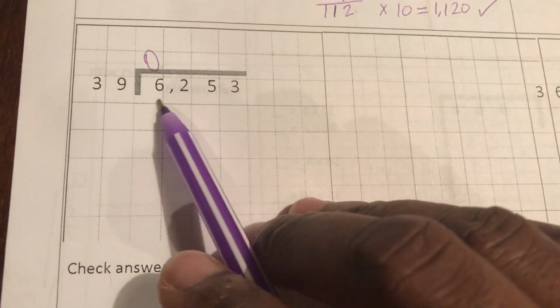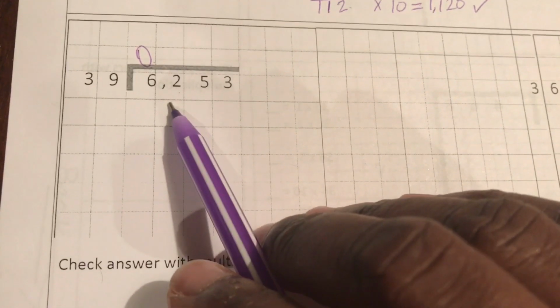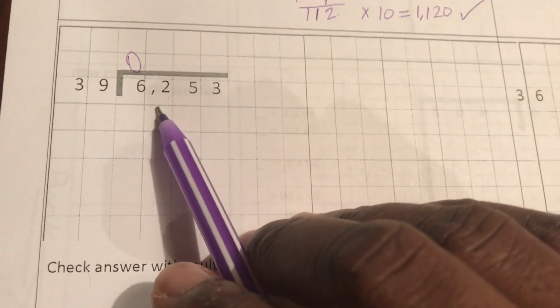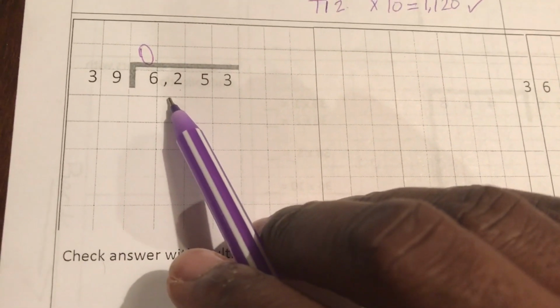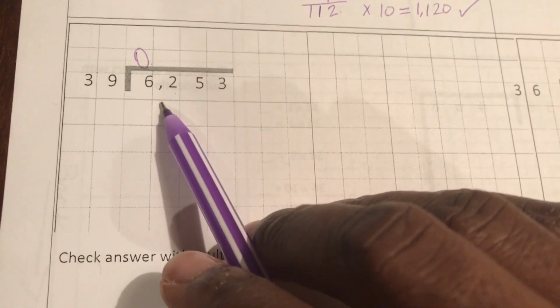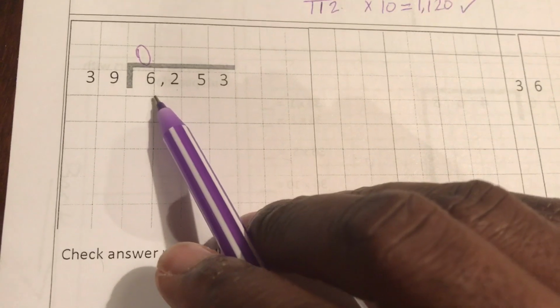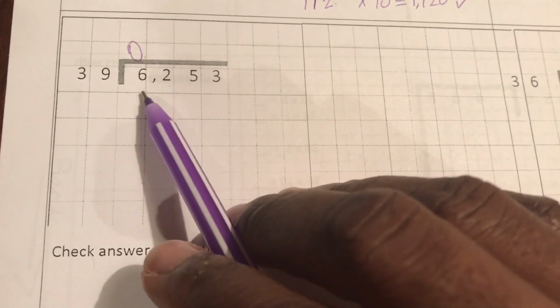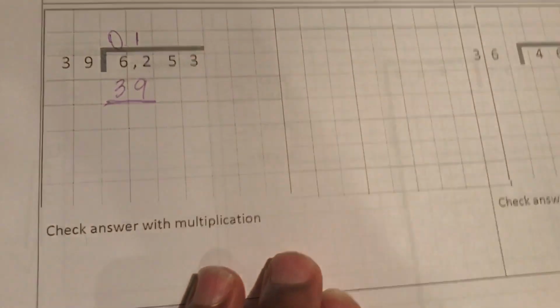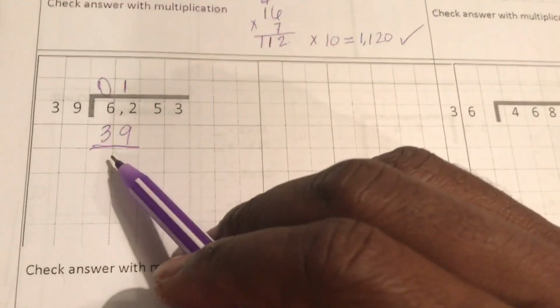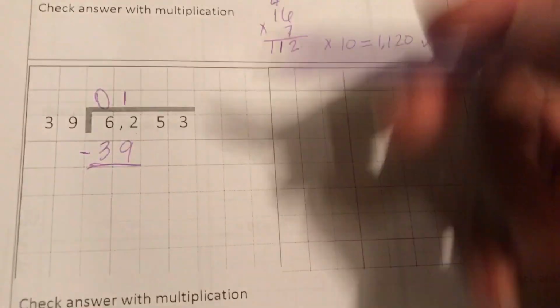Now I'm looking at 62. 39 can actually go into 62. 39 is about 40, so if I doubled 40, I'd get to 80. So I know that 39 is only going to go into 62 one time. So I put my 1 on top, and then I'm going to put 39, which is the actual multiple, 39 times 1. I put that right underneath, and now I'm going to subtract.